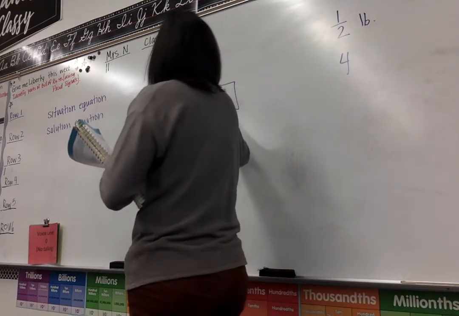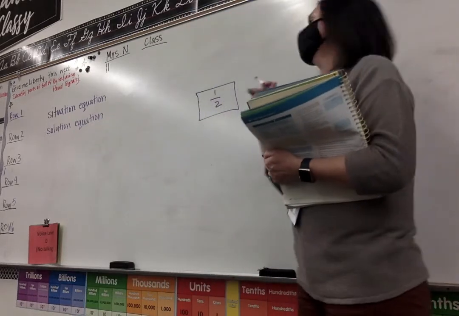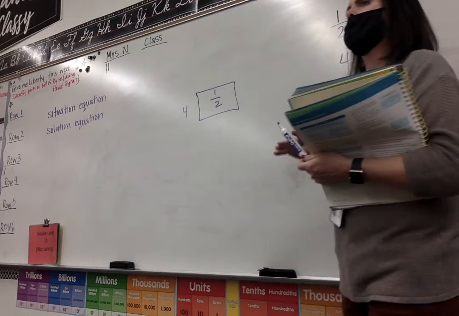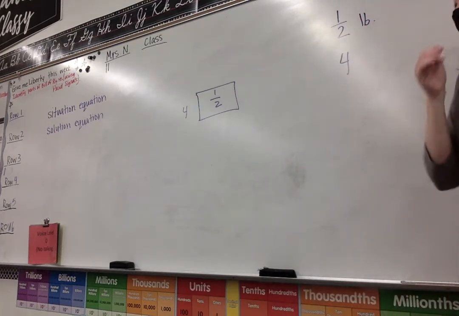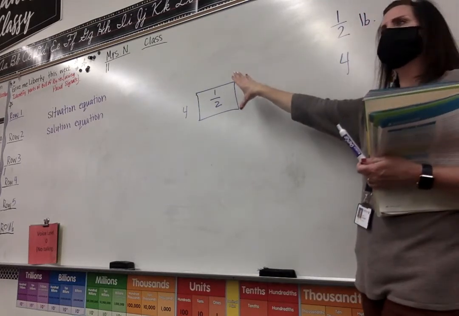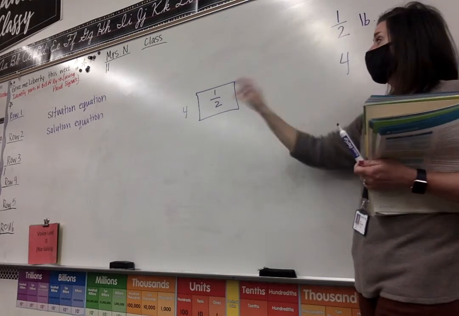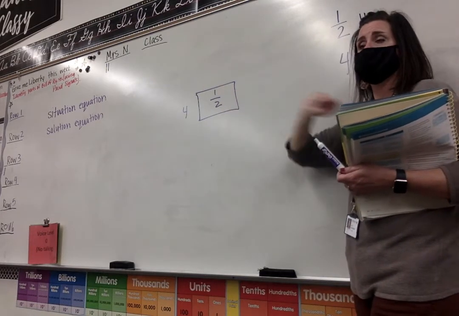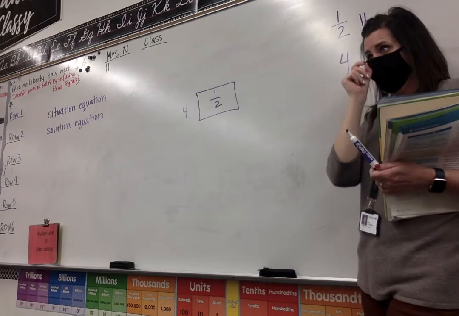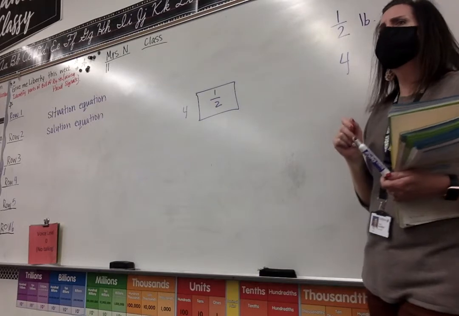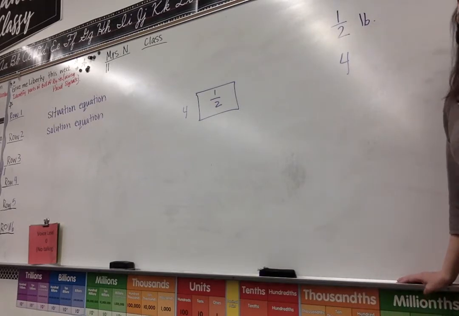Take a look. Not quite yet. I actually want to pause and talk about this one a little bit because a lot of us might get confused on this and say, well, 4 should go inside the box and a half should go on the outside, right? Maybe. Well, let's think about this for a moment.